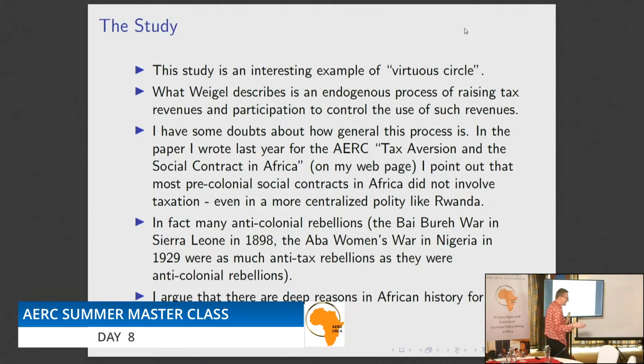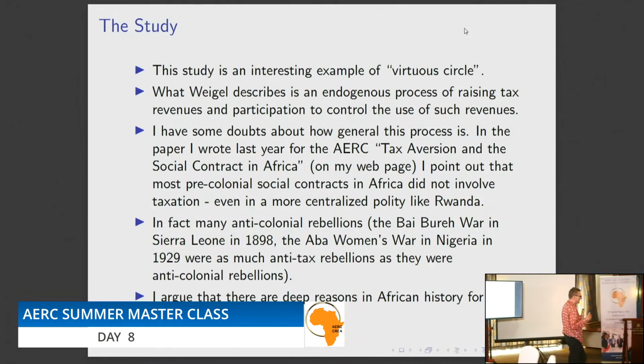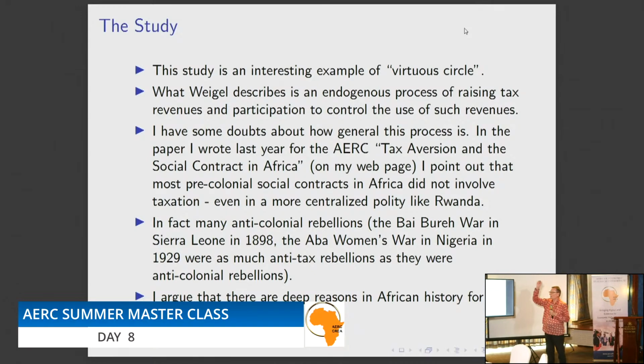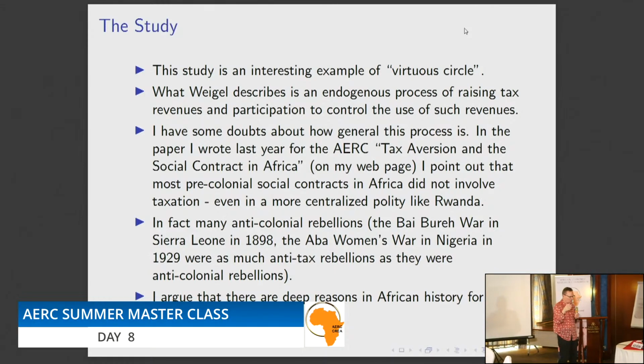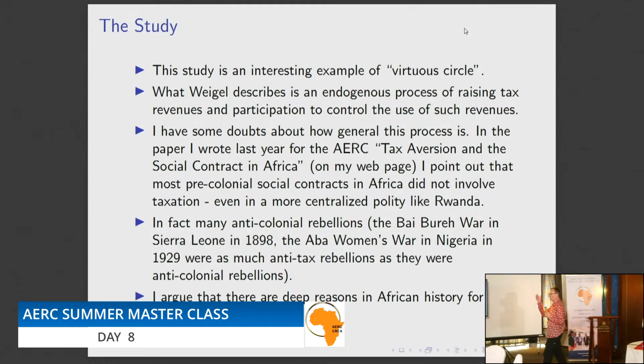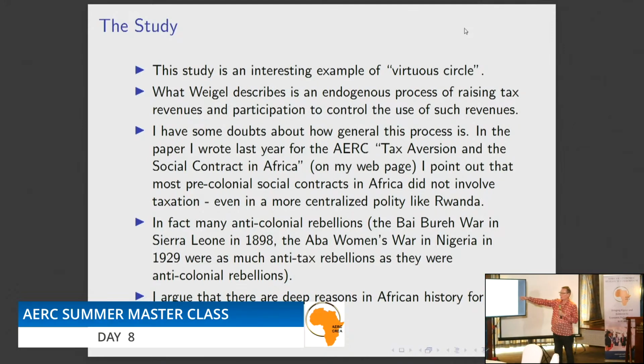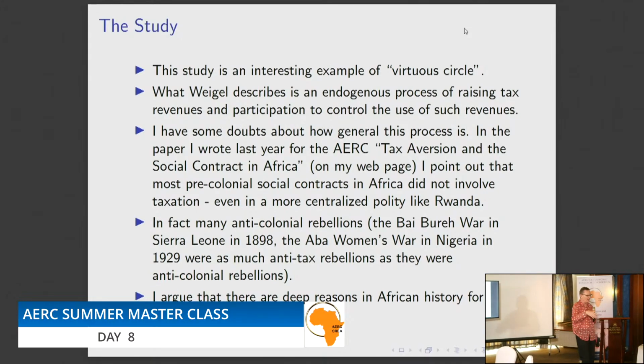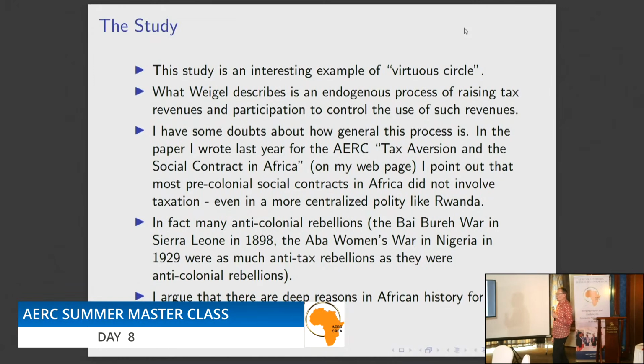Okay, so let me say a couple of things about this. One is, I wrote a paper for the AERC last year. I don't know if any of you heard me talk about it. I talked about it at one of these plenary conferences. It's on my webpage, called Tax Aversion and the Social Contract in Africa. It's coming out in the Journal of African Economies, the AERC's journal.